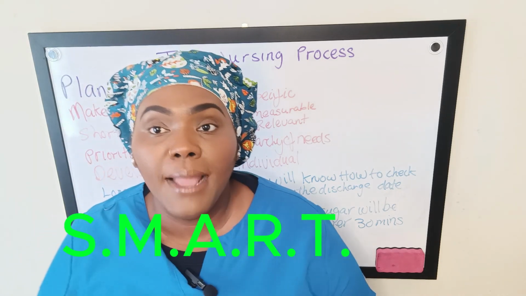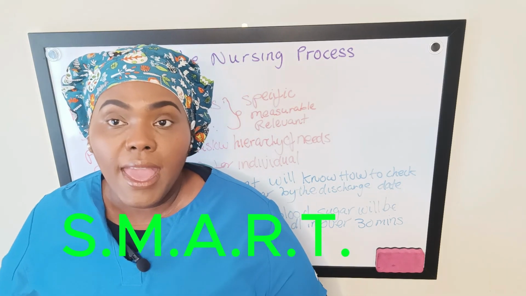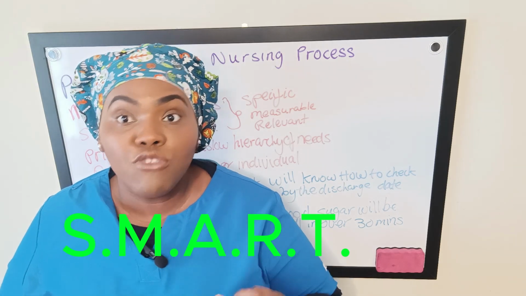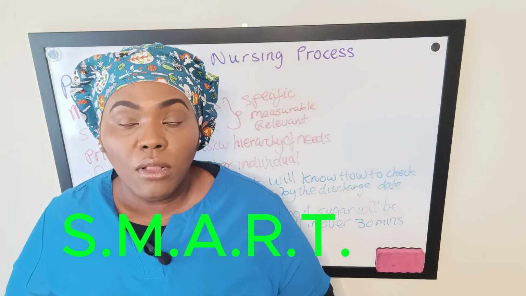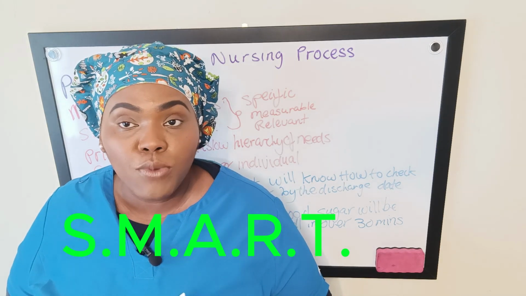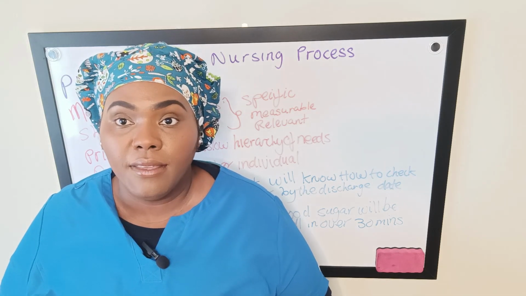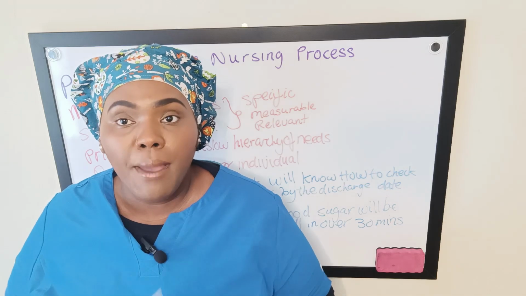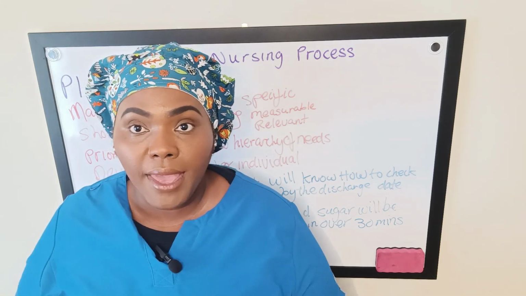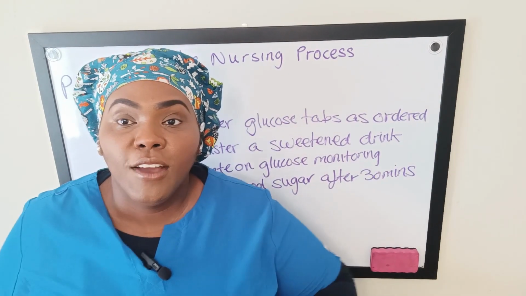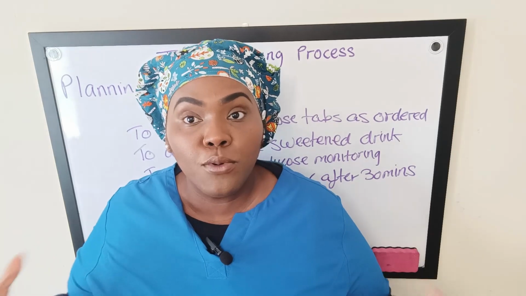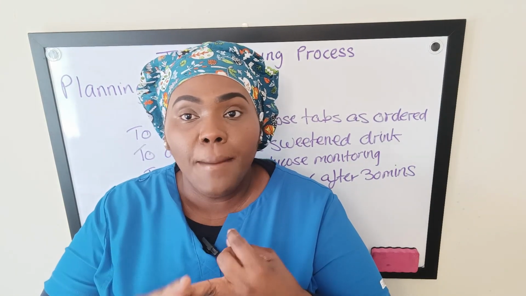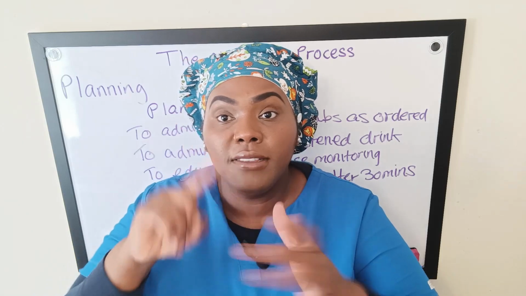So we're saying our plan must be specific, it must be measurable, it must be attainable, which means it's realistic, you could achieve the goal. It must be relevant to the situation and it must be timed. So SMART, when you think of your planning stage, remember SMART, okay? So we know our plan, how it's supposed to be created using the acronym SMART. Specific, measurable, attainable, relevant, timed.